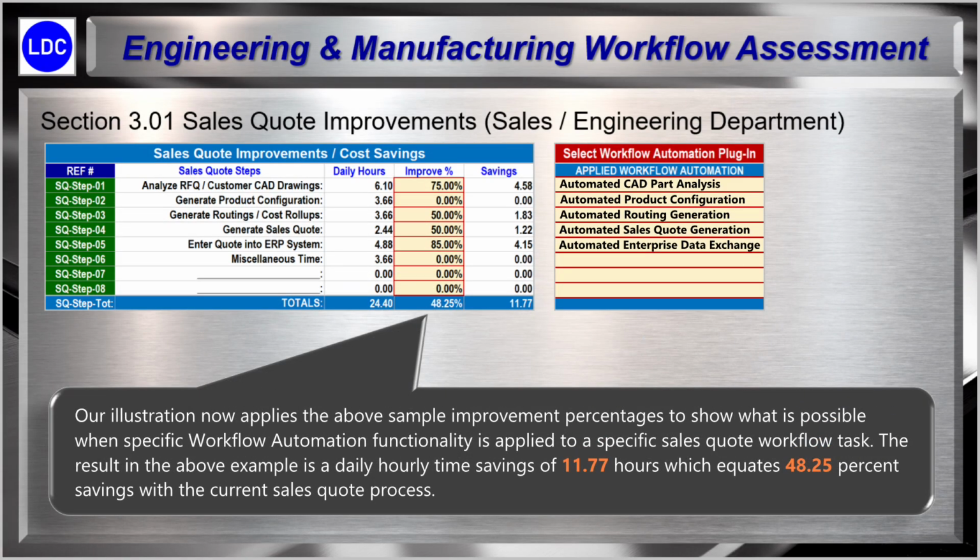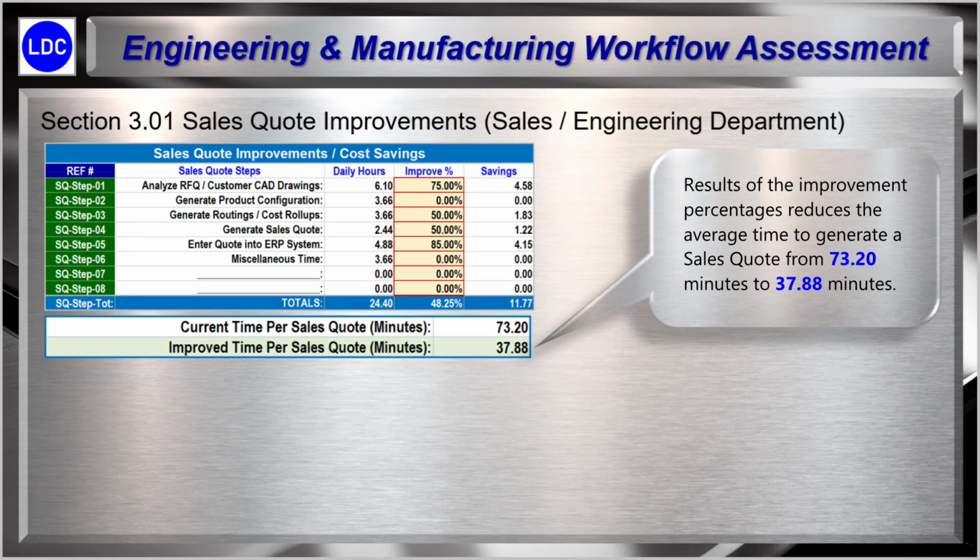Our illustration now applies the above sample improvement percentages to show what is possible when specific workflow automation functionality is applied to a specific sales quote workflow task. The result in the above example is a daily hourly time savings of 11.77 hours, which equates to 48.25% savings with the current sales quote process. Results of the improvement percentages reduce the average time to generate a sales quote from 73.20 minutes to 37.88 minutes.